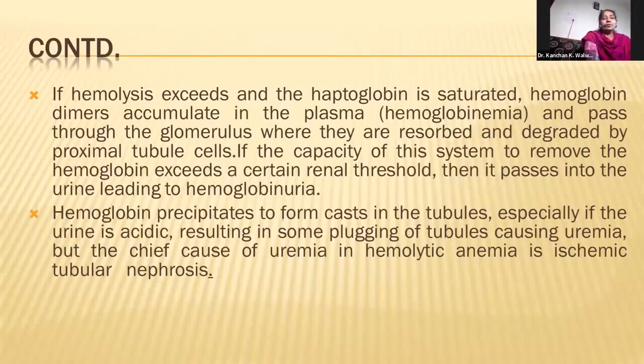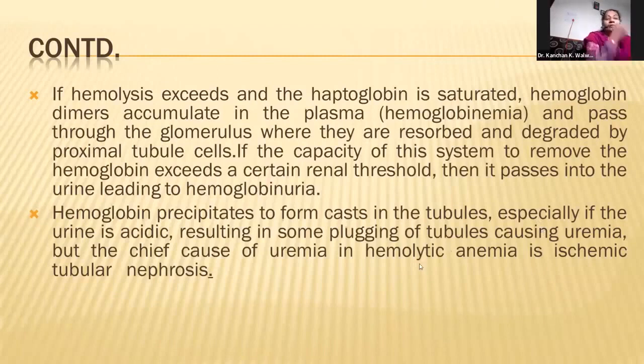And now this plasma, which is having a huge amount of hemoglobin, passes through the glomerulus, and it is filtered. But when it is filtered, some amount of this hemoglobin is absorbed by the proximal convoluted tubule cells, and it is again degraded. But if the capacity of this system is also exceeded, then this hemoglobin is released into the urine, because it crosses the renal threshold, and it passes into the urine, leading to hemoglobinuria.